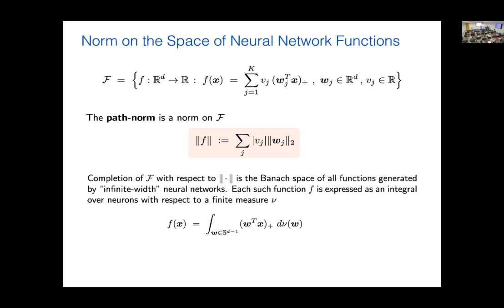So this finite measure is basically playing the role of the output weights here. It looks like this. You notice that the input weights are normalized, so they're on the unit sphere and have unit norm. And then we have this measure nu that we're integrating. That tells us the natural space for functions built up using neural networks of this form, where we characterize their norm or complexity using this path norm.